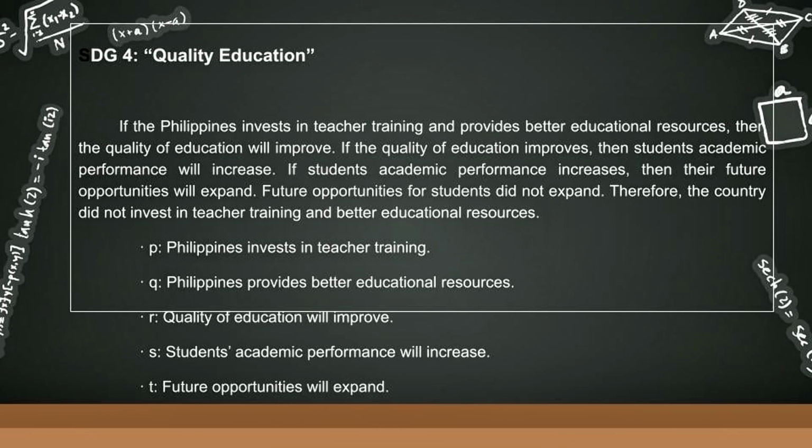So we have 5 propositions in these statements, which are the P, Q, R, S, and T, wherein P: Philippines invests in teacher training. Q: Philippines provides better educational resources. R: quality of education will improve. S: students' academic performance will increase. And lastly, T: future opportunities will expand.